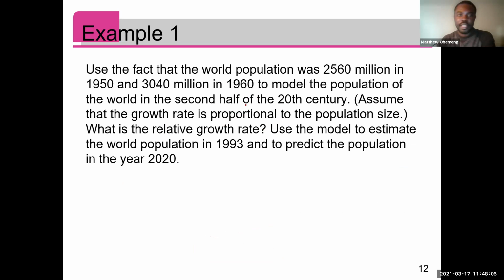Example 1: use the fact that the world population was 2560 million in 1950 and 3040 million in 1960 to model the population of the world in the second half of the 20th century. Assume that the growth rate is proportional to the population size. So that's a cue that we are going to use the model that we just talked about. What is the relative growth rate? That means it's asking us to find the K. Use the model to estimate the world population in 1993 and to predict the population in the year 2020.